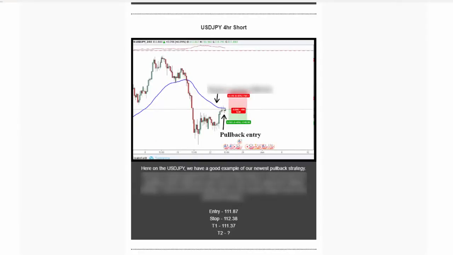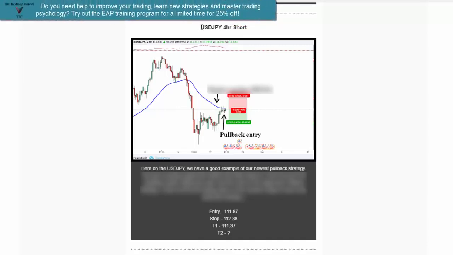Alright guys, so here we are on the email analysis for the dollar yen trade. As you can see, this email analysis was pointing out that the dollar yen was making a 4-hour short entry to all EAP members. If you'll read along with me here on this first line on the dollar yen, we have a good example of our newest pullback strategy.